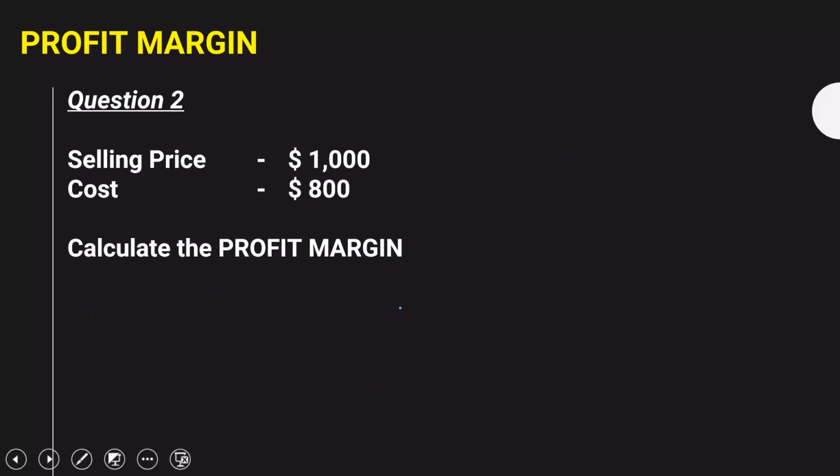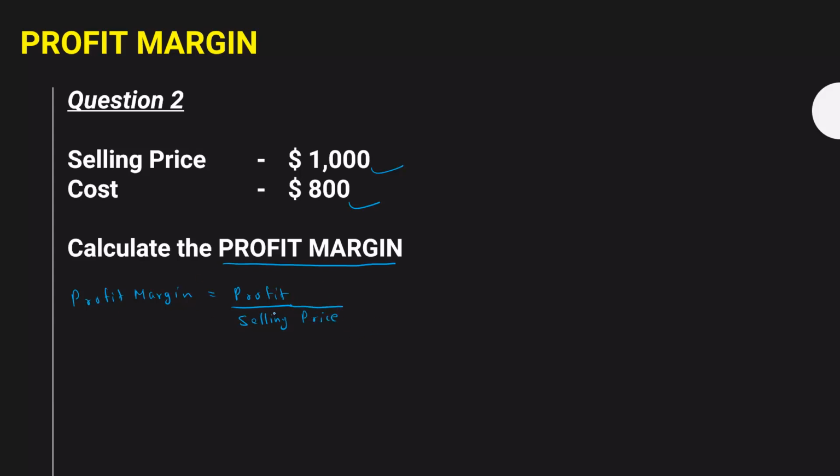Now let's see how to calculate the profit margin. In this question, I have given the selling price, I have given the cost. Here I am asking you to calculate the profit margin. So how to calculate the profit margin? Very simple. Profit margin equals profit divided by the selling price. Profit divided by the selling price.